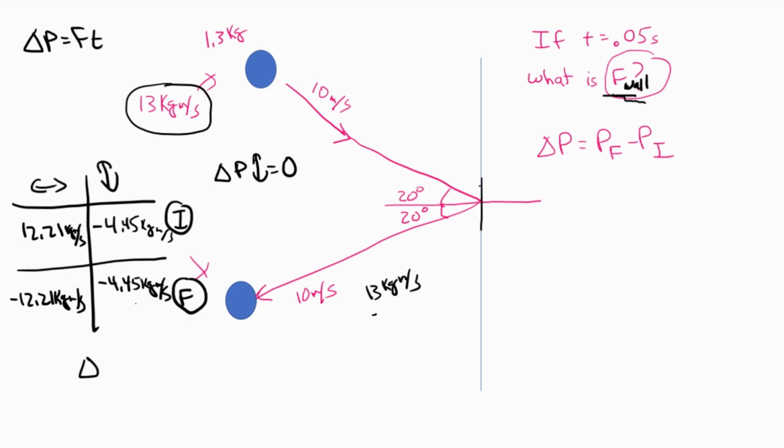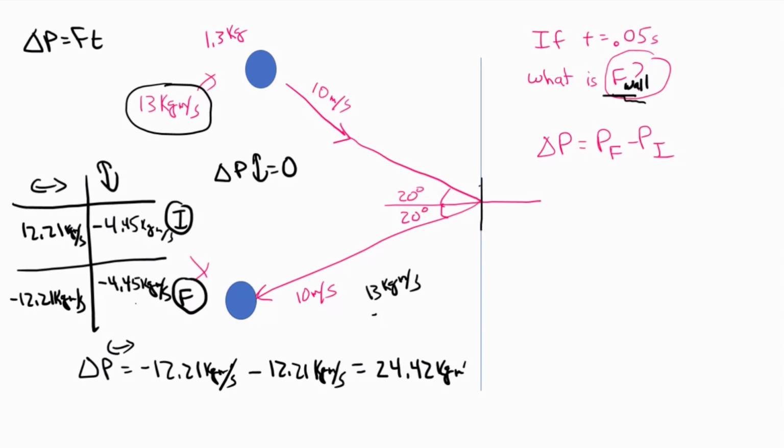Horizontally, though, just looking at the horizontal components, I have my final, which is negative 12.21 kilogram meter per second, minus my initial, so minus 12.21 kilogram meter per second. So my change in momentum total is 24.42 kilogram meter per second, and it's just to the left.